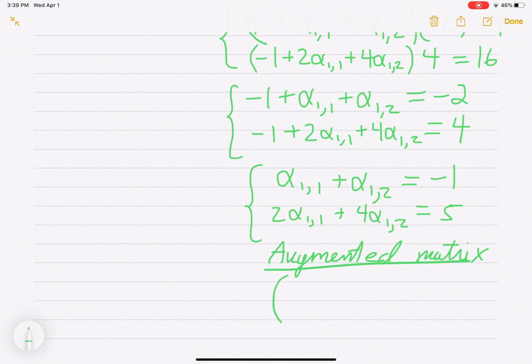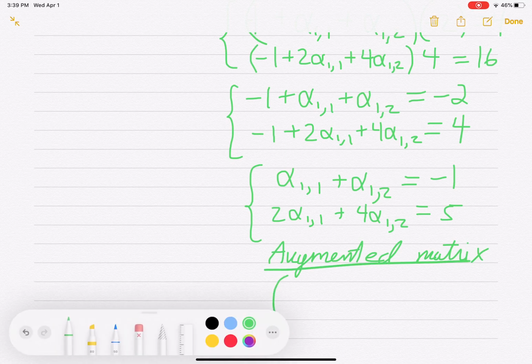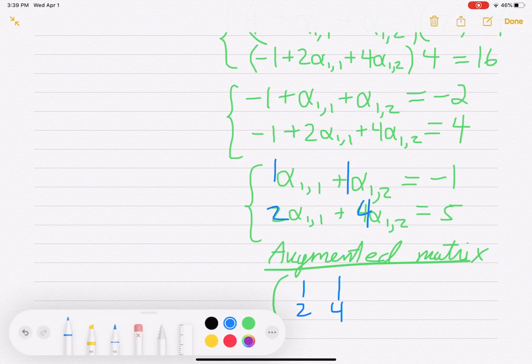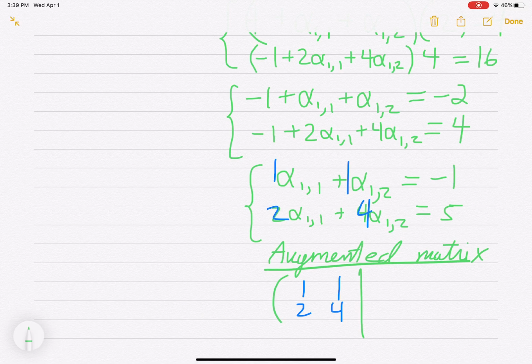The entries in the first column come from alpha 1,1, so 1 and 2. Entries in the second column come from the coefficients of alpha 1,2, so 1 and 4. I'm going to put a separation bar where the equal sign would go, and then on the right-hand side, I'm going to put negative 1 and 5. I'm going to reduce row echelon form that, RREF that.